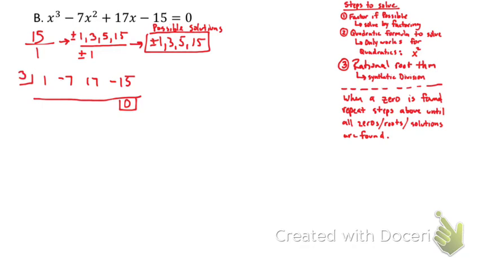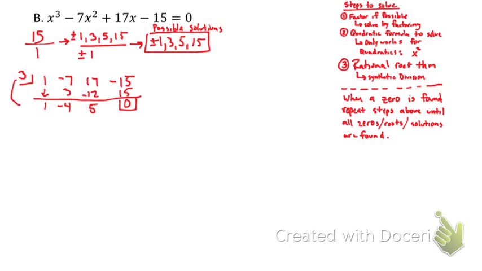So, all right, let's try 3. So bring down the 1. Oops, that gives me 1. 3 times 1 is 3. It's negative 4. That gives me negative 12. That turns into 5. 3 times 5 is positive 15. And we have found our answer. It is 3. Okay?